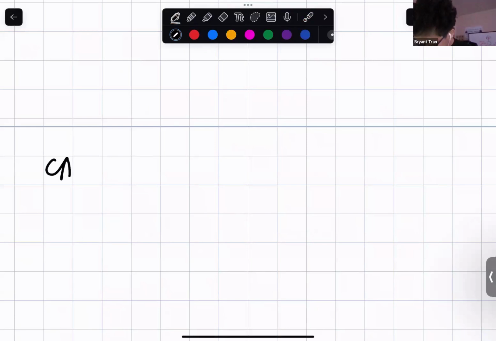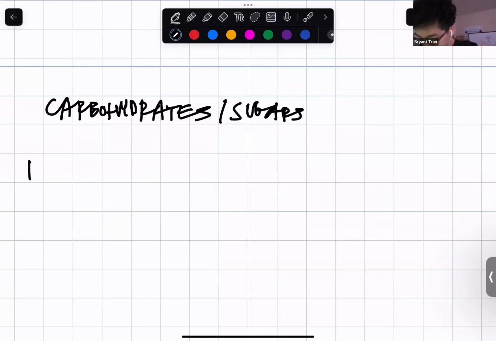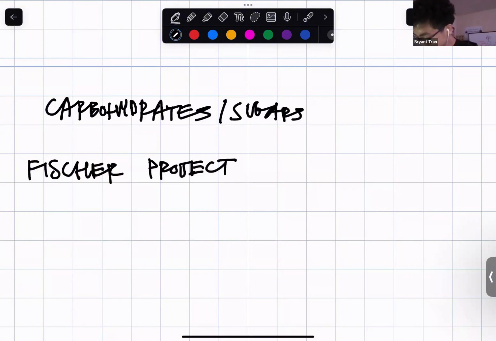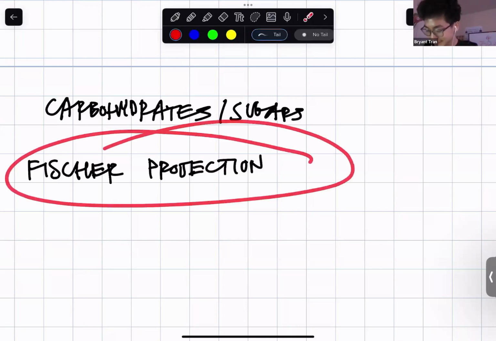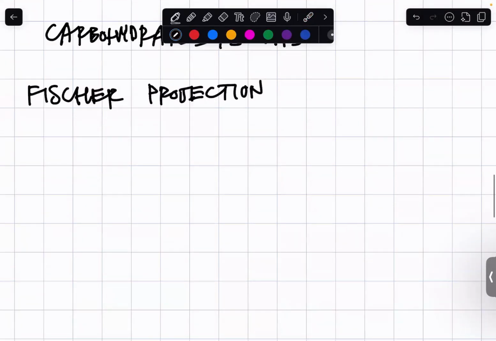Carbohydrates, or sugars: the linear form is going to be represented as a Fischer projection. That's some 8A stuff. Remember that, Madison? From your community college, did you go over Fischer projections, this weird looking fishbone structure? Yeah, briefly. I just remember the basic stuff.